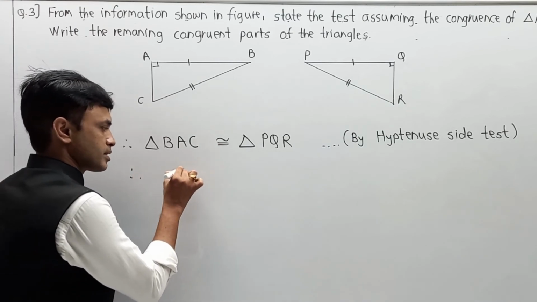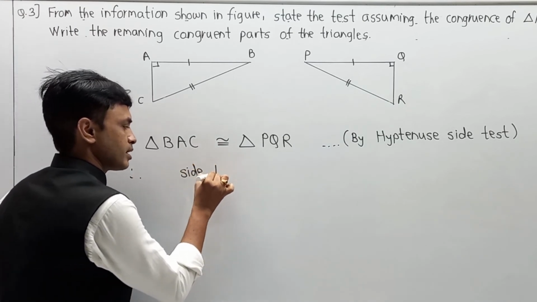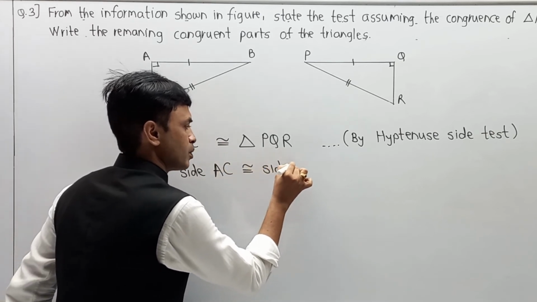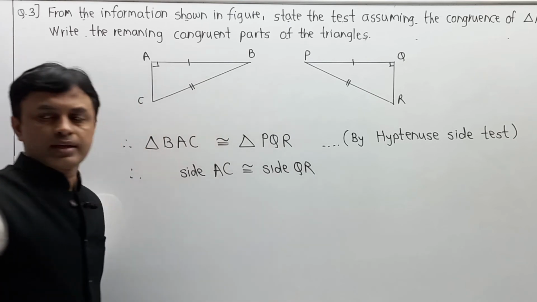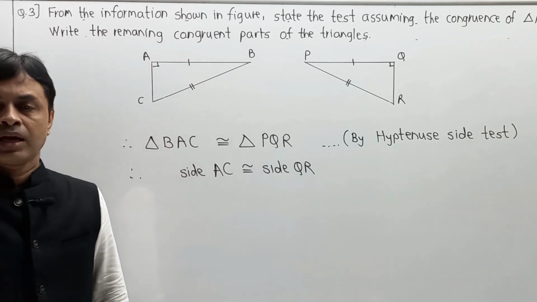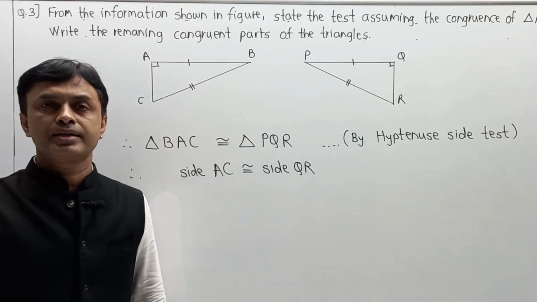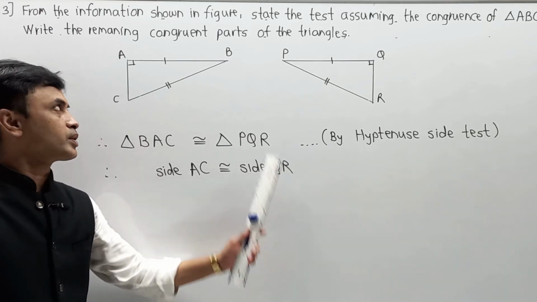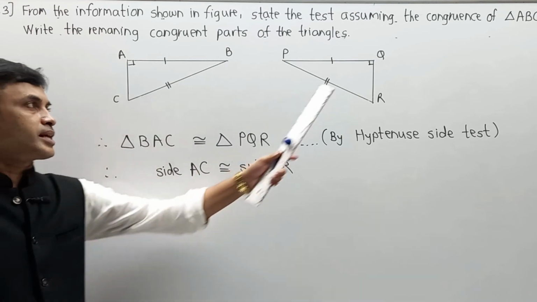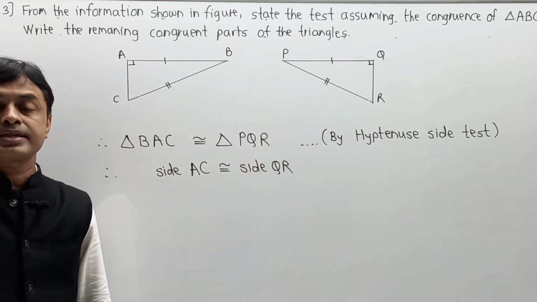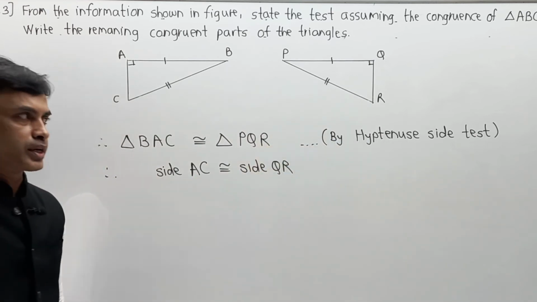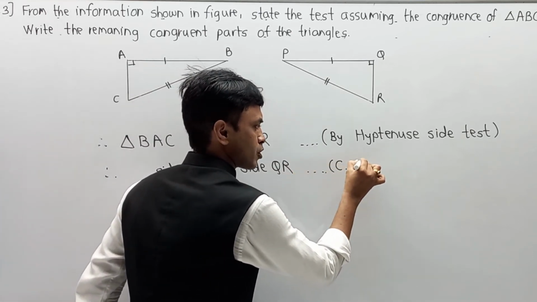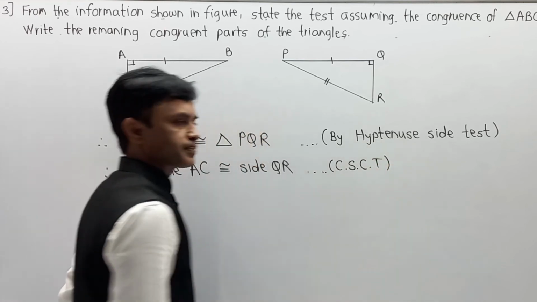Therefore, side AC is congruent to side QR is the first part over here. Now coming to the next part, side AC congruent to side QR. We can say it as corresponding sides of congruent triangles. So in short form, corresponding sides of congruent triangles.